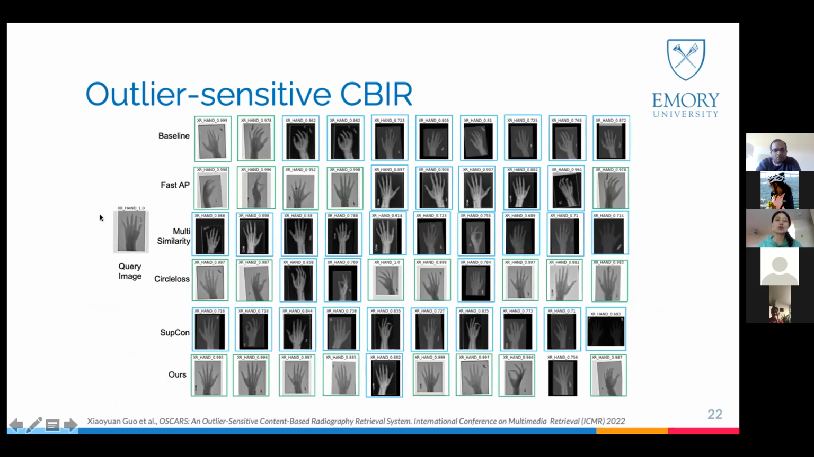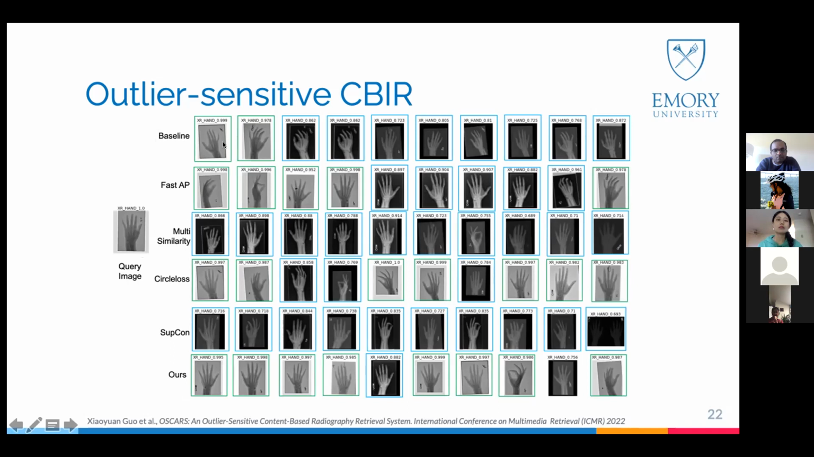This is one example, a hand image. We treat it as a query image, and then we tested the query. We present the retrieval results with different models. The baseline is DeepRank, which is just a triplet-based image retrieval model. And the last row is our results.